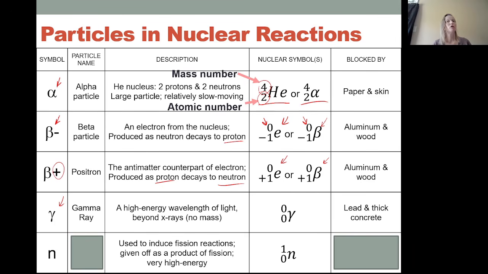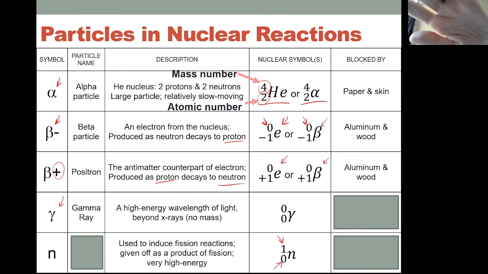The last kind of particle you might see in a nuclear reaction is a neutron, and we've been talking about neutrons a lot in the last couple of sections. Neutrons are used to induce fission reactions, and we'll talk about what fission reactions are in just a moment. And neutrons are also often given off as a product of fission. These are very high energy particles. As we know, neutrons have a mass of 1, but they don't affect the atomic number, so we write that as a charge of 0, not charge.